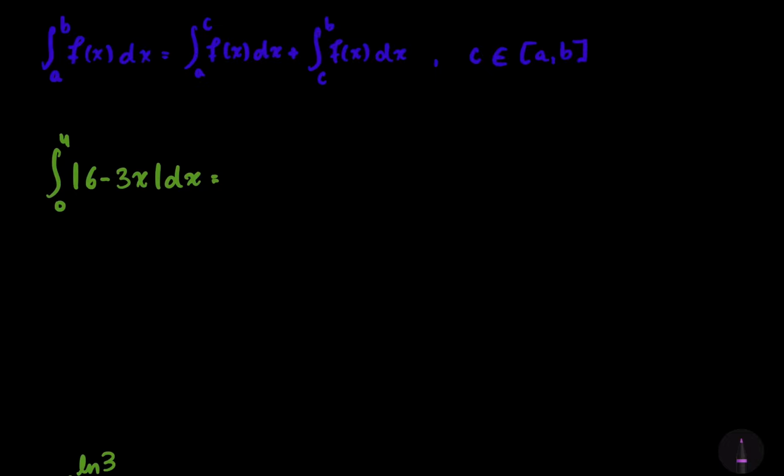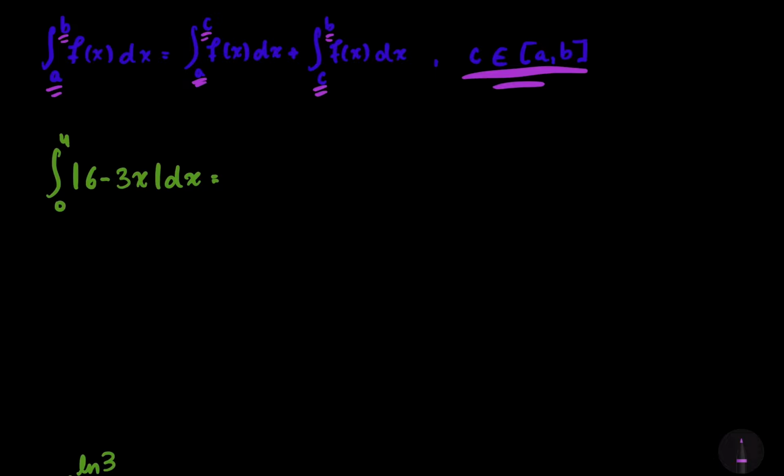So in today's video, we're going to go ahead and delve into integrating absolute value functions. As a reminder from the previous video, whenever we're taking the definite integral of a function from a to b of f of x dx, we can write that as the integral from a to c of f of x plus the integral from c to b of f of x, where c is contained within the closed interval from a to b.